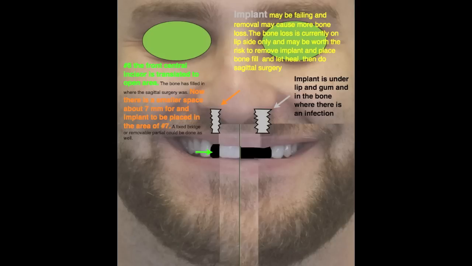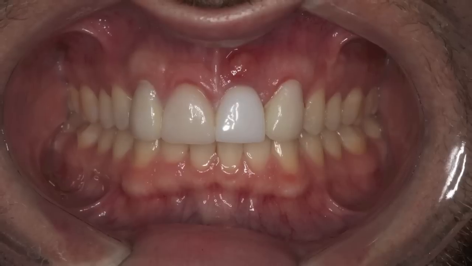Once the surgery is done and the bone is filled in between the suture there, we would most likely put an implant in where tooth number 7 is. This is what it would look like, and hopefully it would work out.